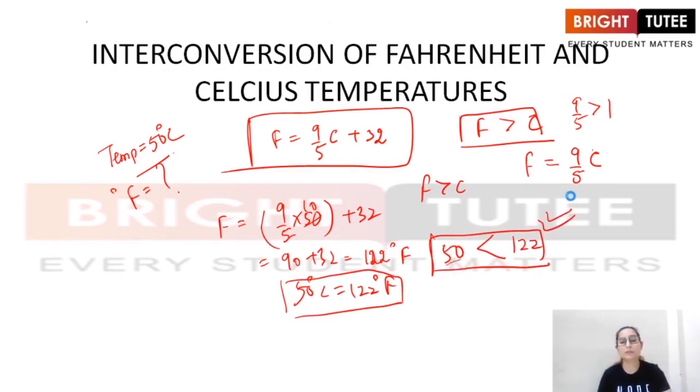This was the first topic of this chapter in which we learnt about hot and cold, that they are relative terms, and also about temperature and how we measure temperature with the help of a thermometer, right? Also, we learned about Celsius and Fahrenheit scales.